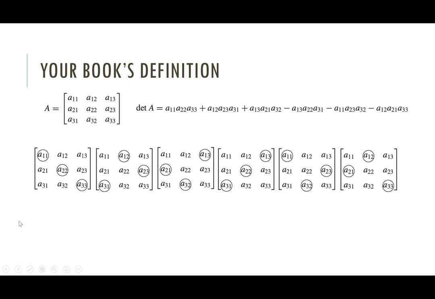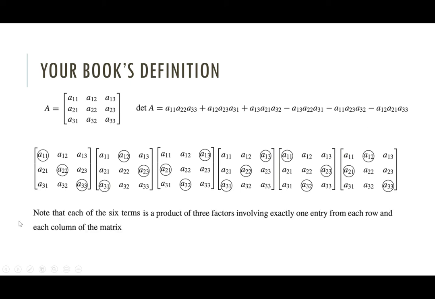And what your book says is, notice that for each of these terms, it's a product of three factors, and those factors each involve exactly one entry from each row and column. So here, one entry from this row and column, one entry from this row and column, and one entry from this row and column. And same for all of these.